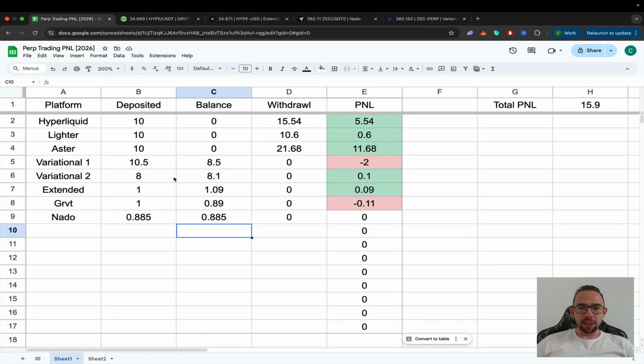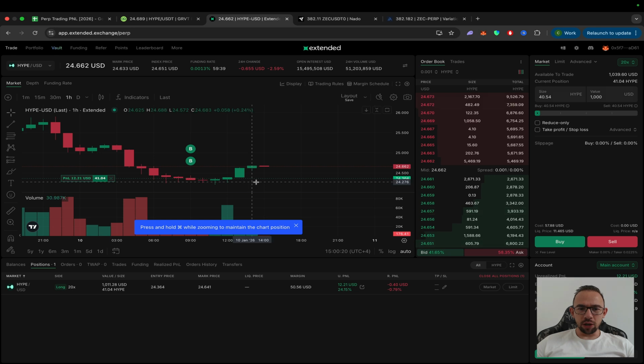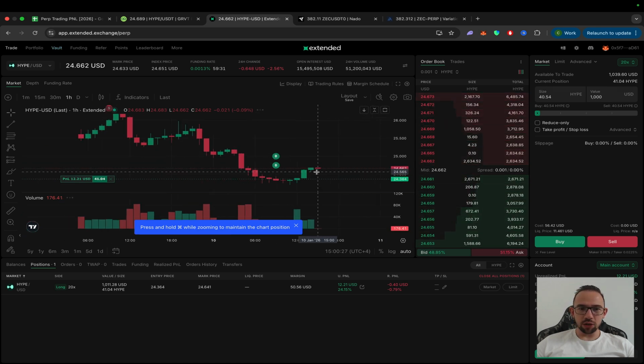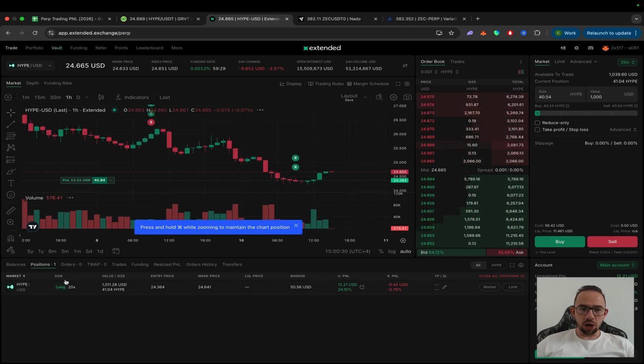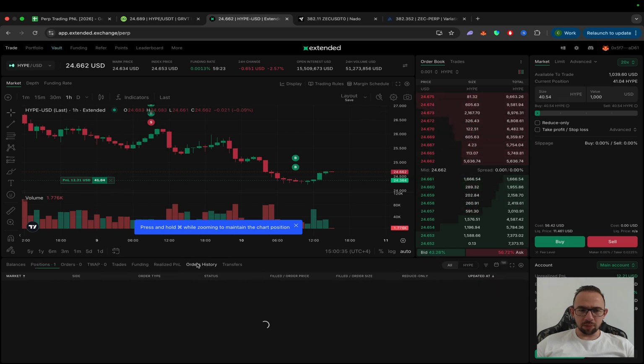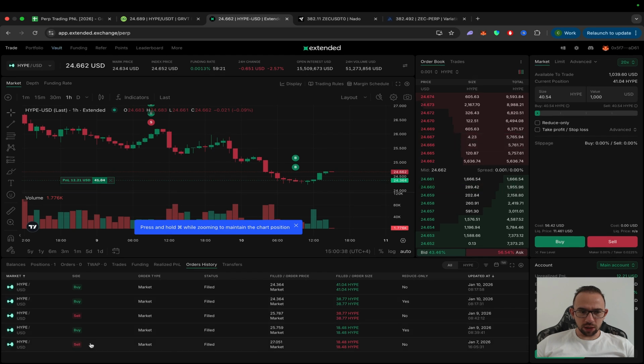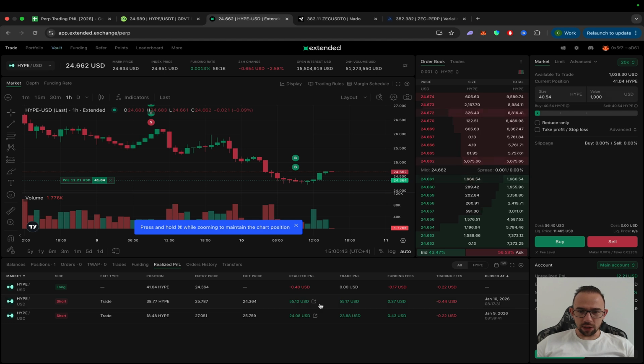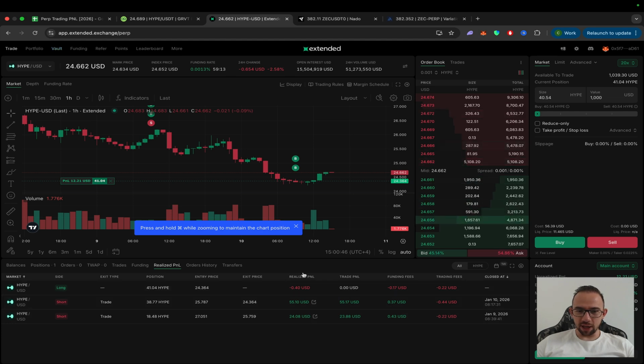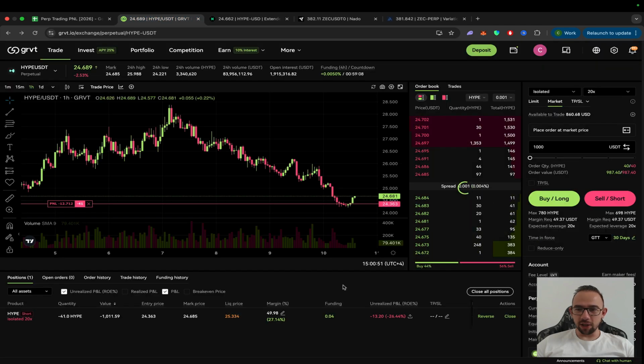Other than that, the delta neutral strategy on Extended and Gravity has been going on. The account here on Extended is up a little bit. It's now at $1,090. At the moment, it's holding the long position on Hyperliquid's token Hype. Before, it was holding a short position. You can see that this is the account that is actually profitable on the trades. It's delta neutral with Gravity, and that's the one that has been losing.